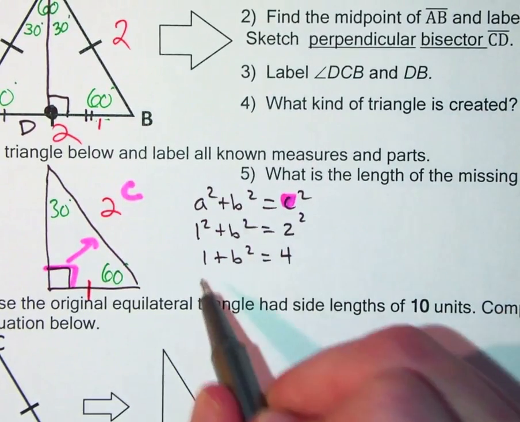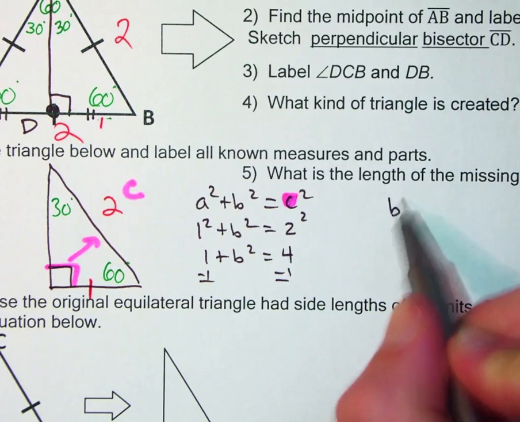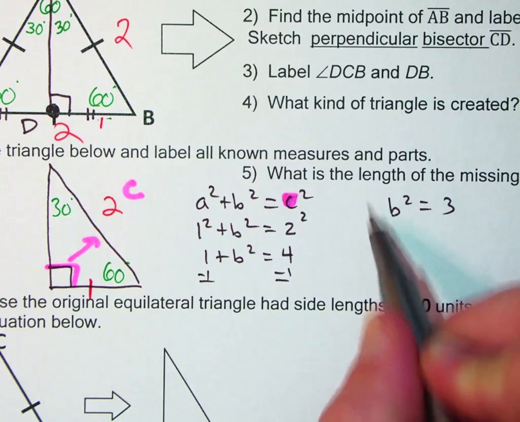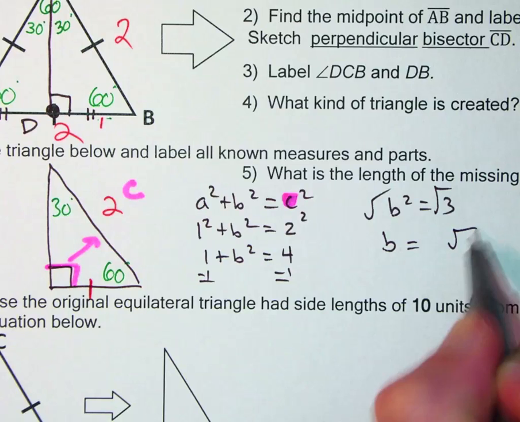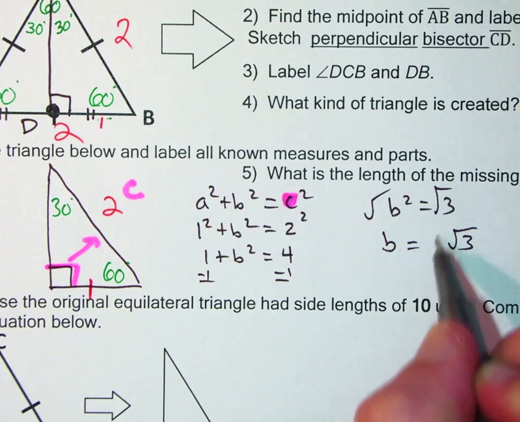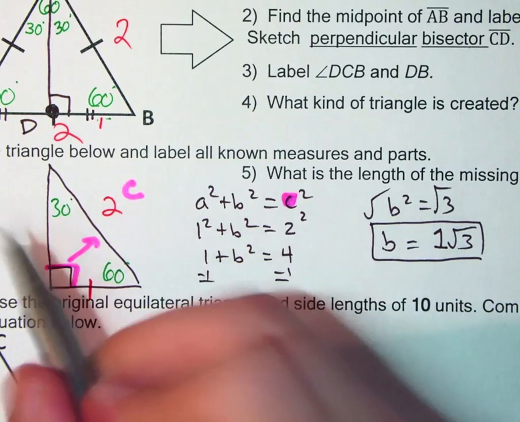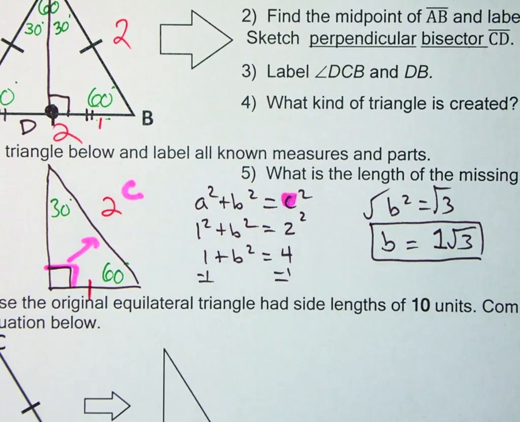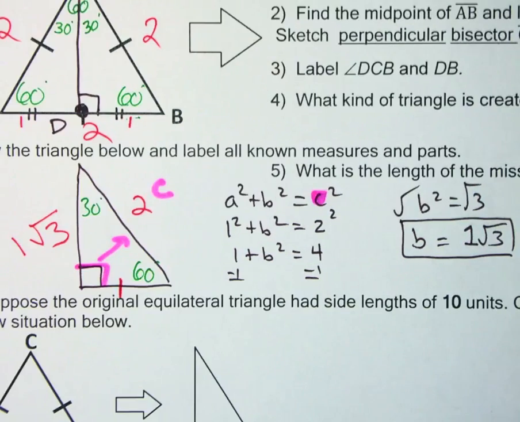And so now I'm going to take away 1 from both sides. And I end up with b squared equals 3. And I'll square root both sides. b is equal to square root of 3. And is there a number in front of that? Sure. It's a 1. Here we go, 1 square root of 3.